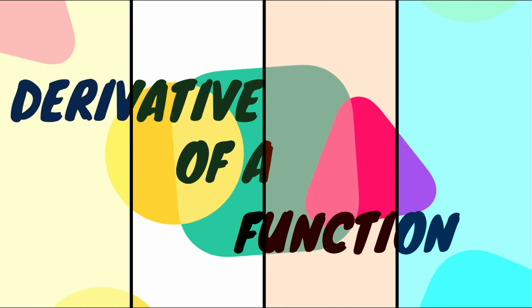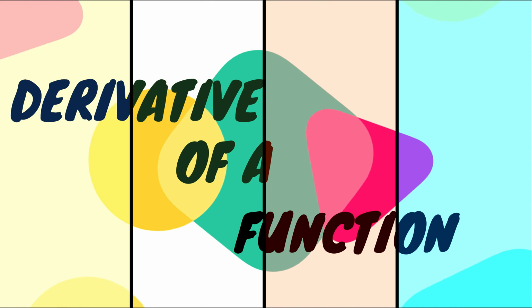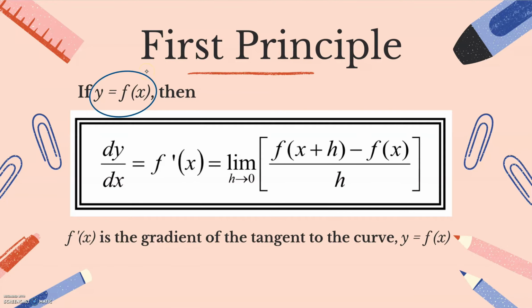Derivative of a function. Given y = f(x), we can find the derivative by computing the limit of [f(x+h) - f(x)] divided by h as h tends to 0. This is called the first principle.